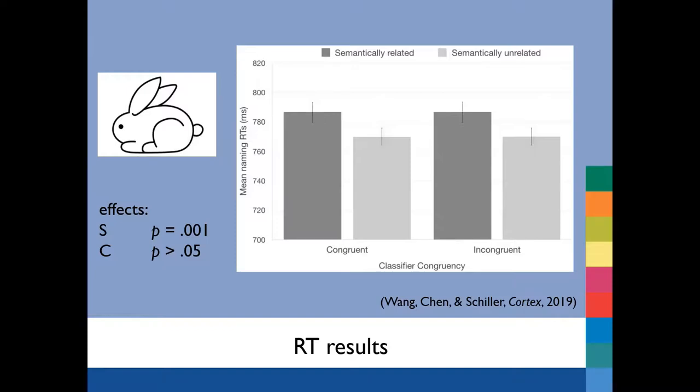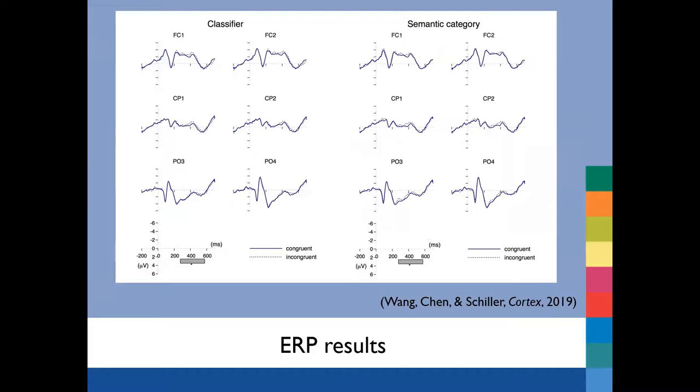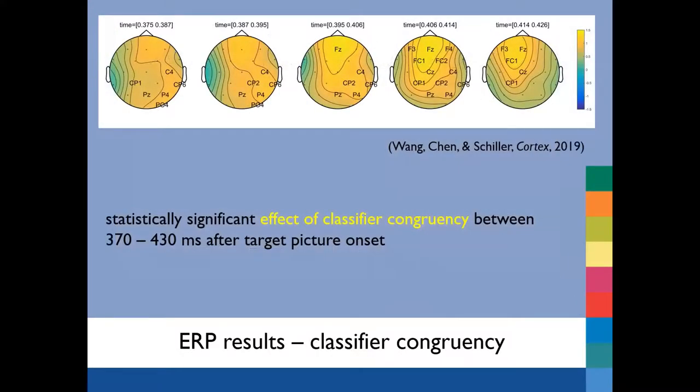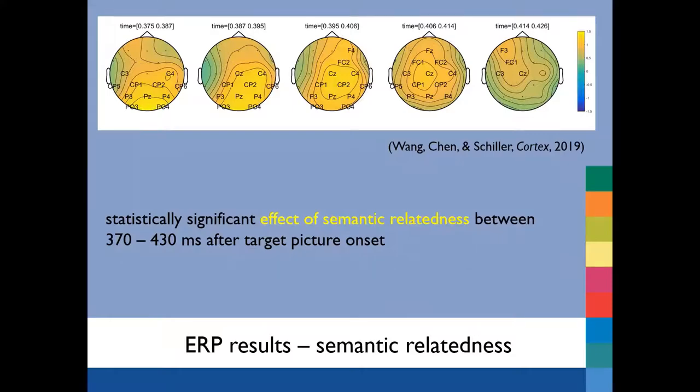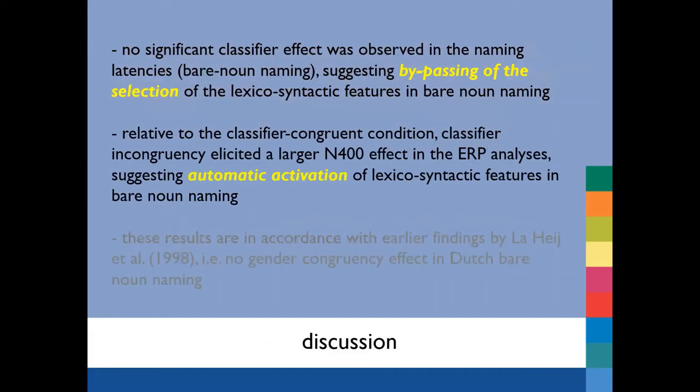However, when we look at the ERPs, we see an effect not only in the semantic category condition, what we believe is reflecting an N400 effect, but we also see a very similar effect in the classifier condition, approximately in the same time window. So here you see the significant electrodes and the significant time windows for this classifier congruency effect. And here you see the semantic effect, very similar. So it seems to be the case that there is no significant classifier effect in the naming latencies of pre-noun naming, suggesting that the selection of this lexicosyntactic feature is bypassed. However, the difference that we found in the ERPs seemed to suggest that there is automatic activation of the classifier information in pre-noun naming as well, okay?